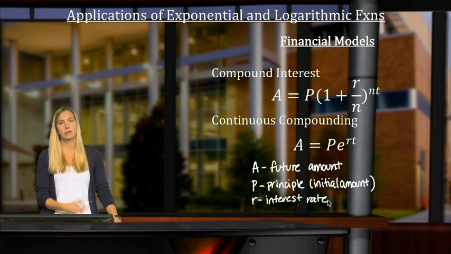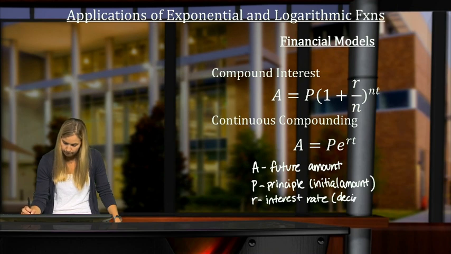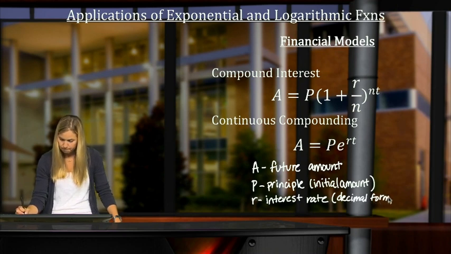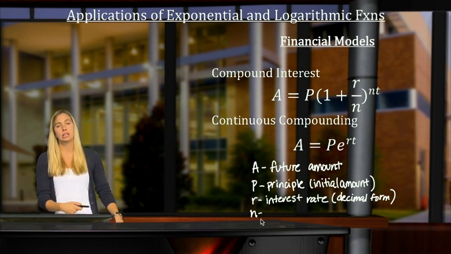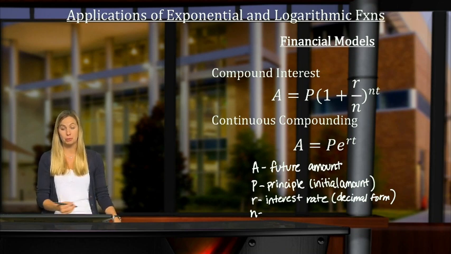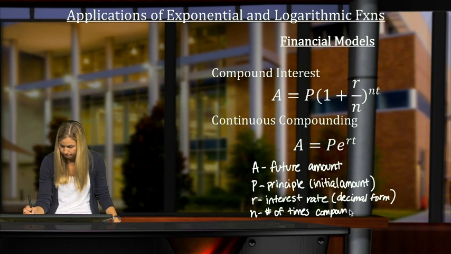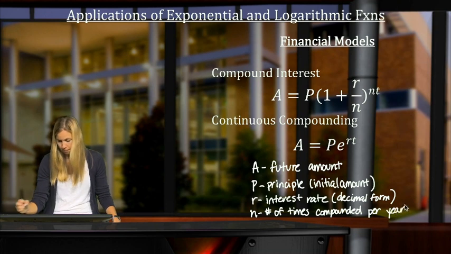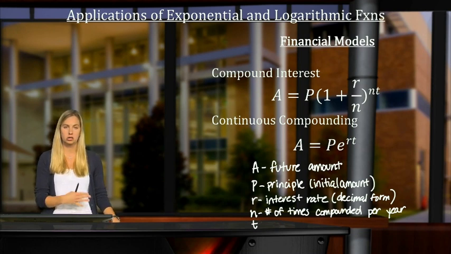Anytime we are using a rate in a formula, we need to make sure that we convert it to its decimal form. N, in just our compound interest formula, relates to the number of times that account's going to be compounded per year. And T is our time. When we're dealing with a financial application of exponential functions, time is always going to be measured in years.